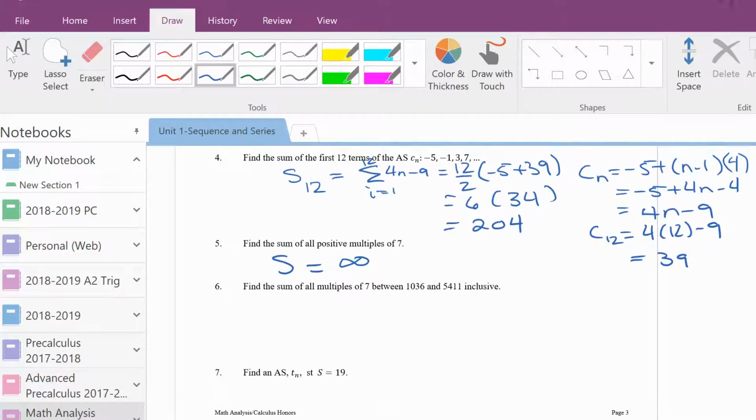Number 6, find the sum of all multiples of 7 between 1036 and 5411 inclusive, meaning it includes those two. So that means our first term is 1036. Our last term is 5,411, but we just don't know how many terms there are. So we can figure that out by taking 5,411, setting equal to 1,036 plus n minus 1 times 7.